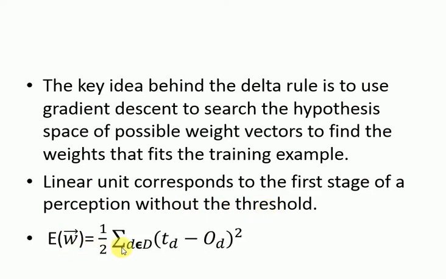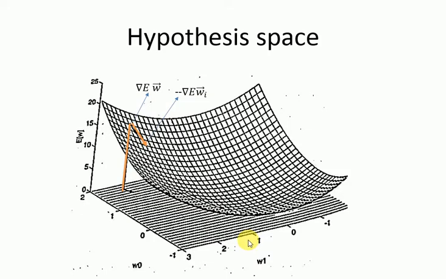So this is the error equation. E is equal to 1 by 2 sigma d belongs to D, (td minus od) whole square. So this is the hypothesis space, and the vertical line indicates the E value, how the E value is increased, and this is over W0 and W1. And this is the representation of E. The E is increased here. This point specifies the derivative of E over the weight.